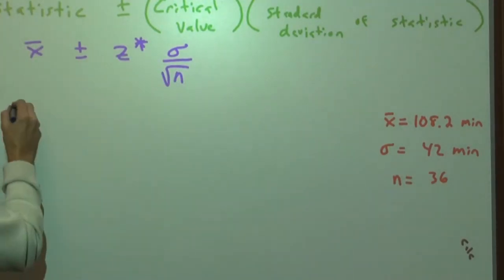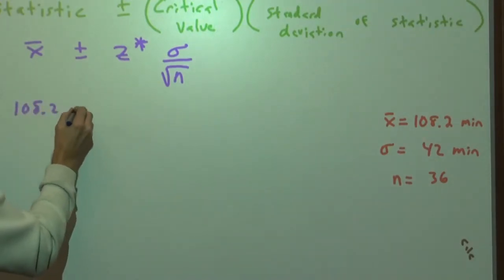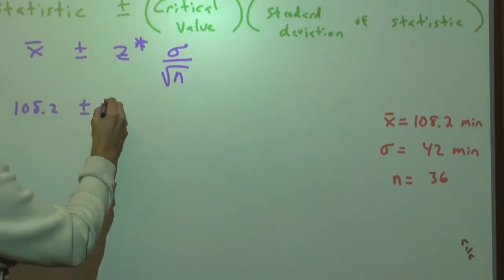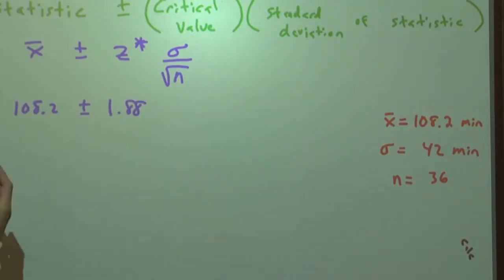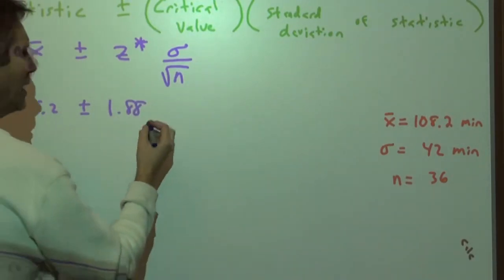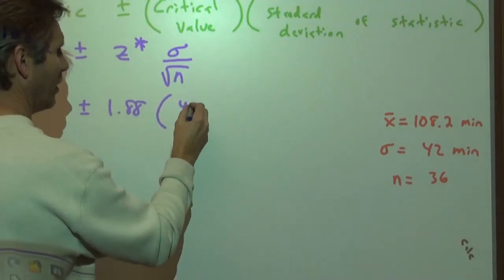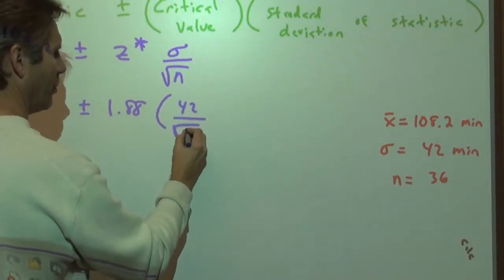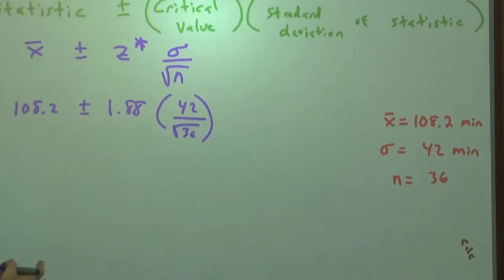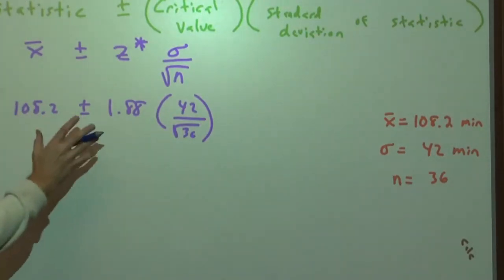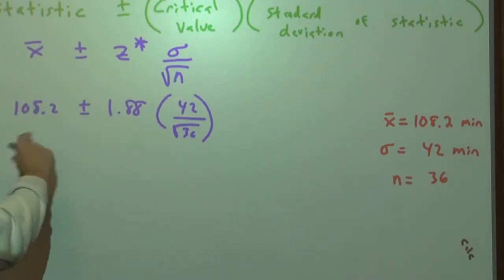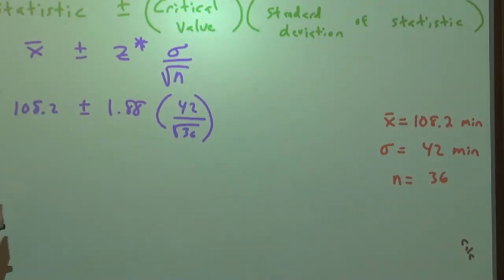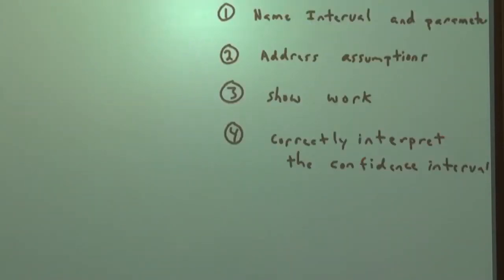We would take our sample mean of 108.2, we'd go plus or minus the 1.88 standard deviations that we need if we're going to be 94% confident to trap the mean. And we're going to multiply this by the standard deviation divided by the square root of the sample size, and we know that to be 7. So we're going to end up showing our work like this on our paper, but then we're going to actually do that confidence interval on our calculator. We'll see that in a minute. So that's the big idea. That's how we follow the formula.